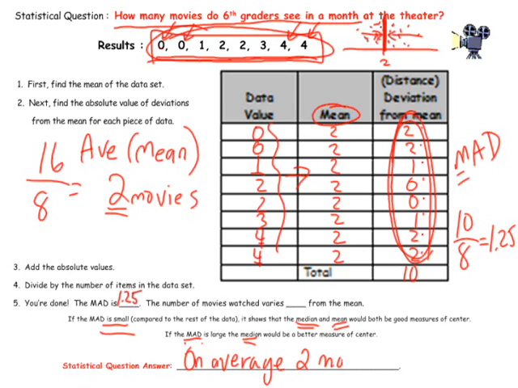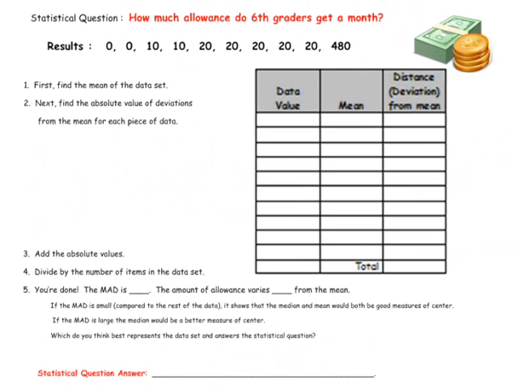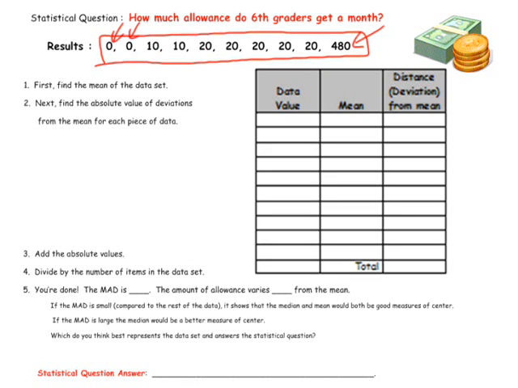All right, let's look at one more example where the mean absolute deviation is going to be large. Some students were asked how much allowance they get in a month, and it looks like we have 10 different students, and you can see that one student makes a lot of money, $480 a month, and we have 2 students that don't make any allowance.